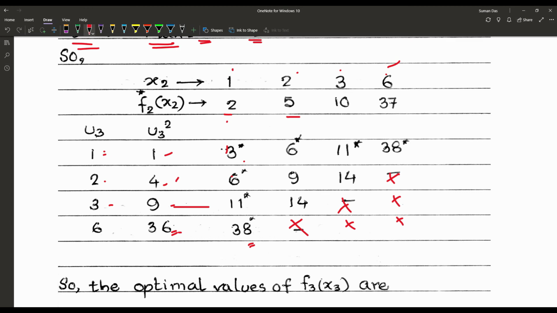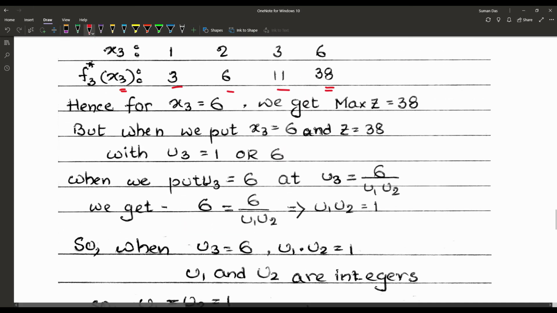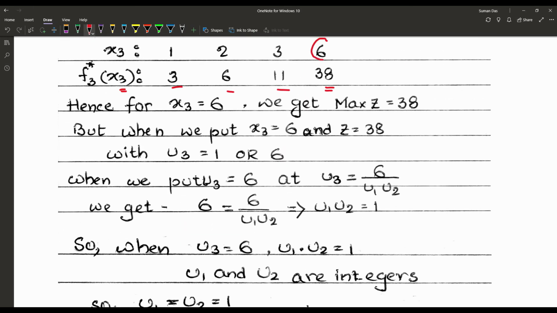So the optimal values of f3(x3) are given by the first column or the first row. That means x3 is equal to 1, 2, 3, 6 gives us f3(x3) equal to 3, 6, 11 and 38. Hence, look at the values. When we have x3 equal to 6, we get the maximum value as 38, and that is our maximum z. So when we put x3 equal to 6 and z equal to 38, we have u3 equal to 1 or 6.